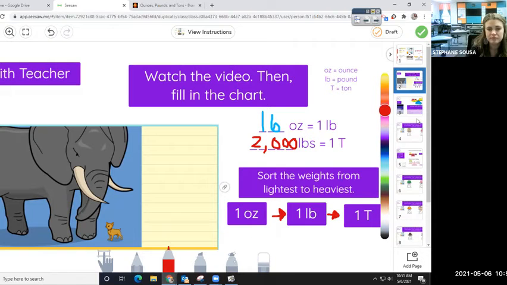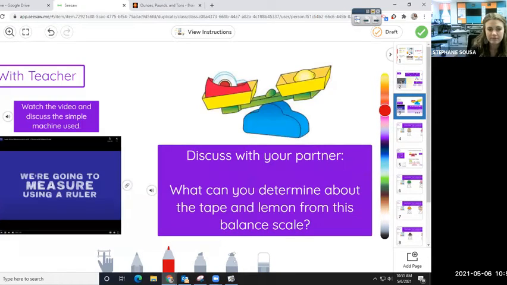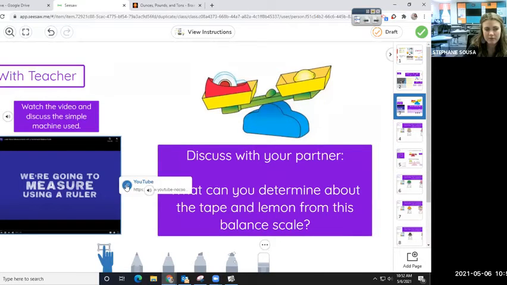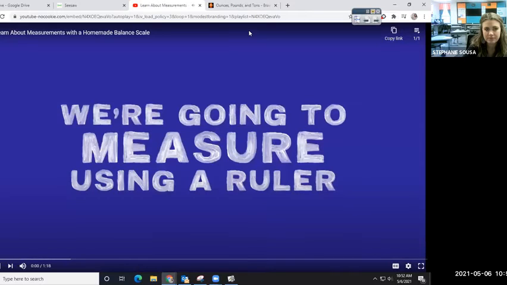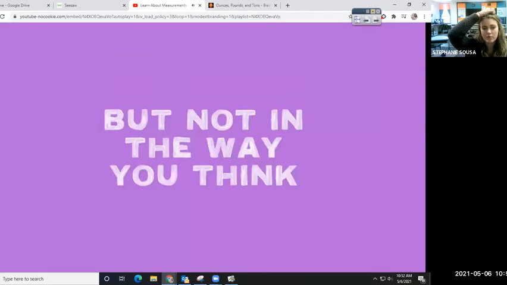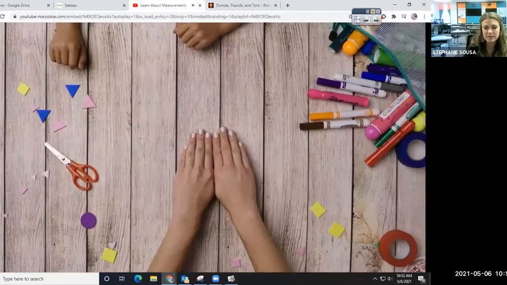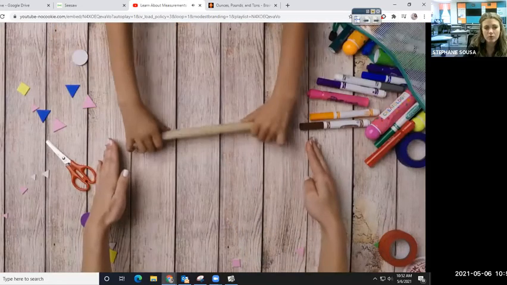Okay, let's hop to slide 3. We're going to watch a video, and then you are going to discuss with your partner, what can you determine about the tape and lemon from this balance scale? Okay, what simple machine do you see being used in this? We're going to measure, but not in the way you think. Watch this. A ruler.